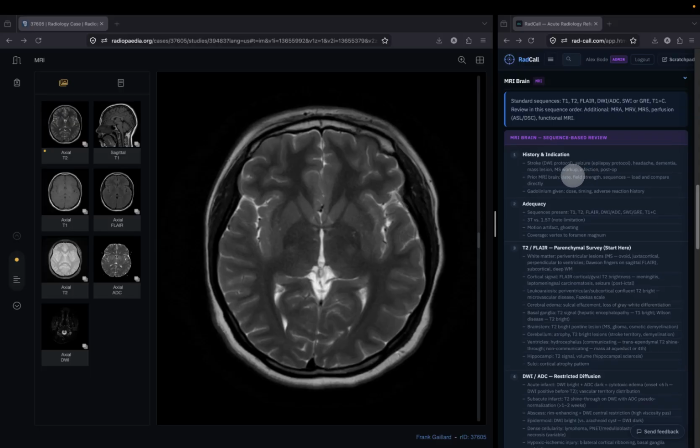Is this a stroke study? Is this a seizure study? Dementia study? These things are all going to dictate what kind of series to expect and kind of change your pretest probability for certain things.